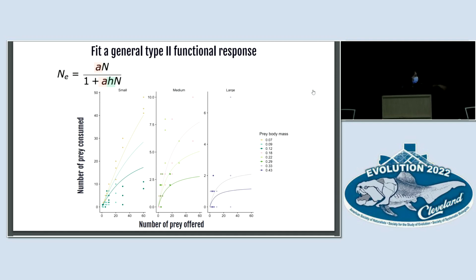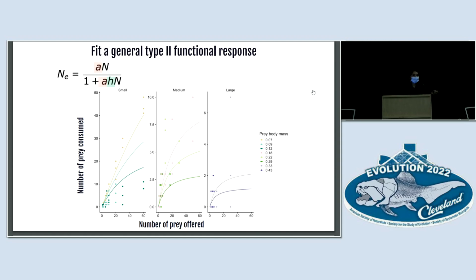On the x-axis, we have the number of prey offered, and on the y-axis, the number of prey consumed. As you can see, the predator saturates. This is a type 2 functional response, where there's a point where the predator says, okay, this is enough, I can't eat as quickly everything that you provide to me. But the cool thing is that the saturation point varies as a function of body size, where the predator saturates faster the larger the prey.